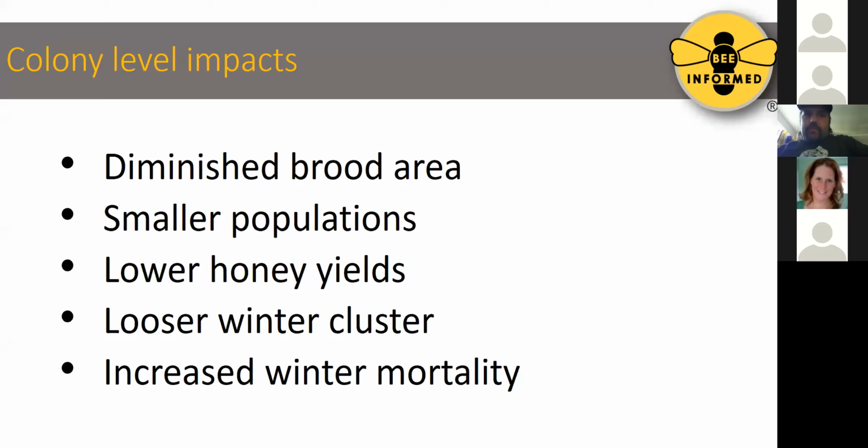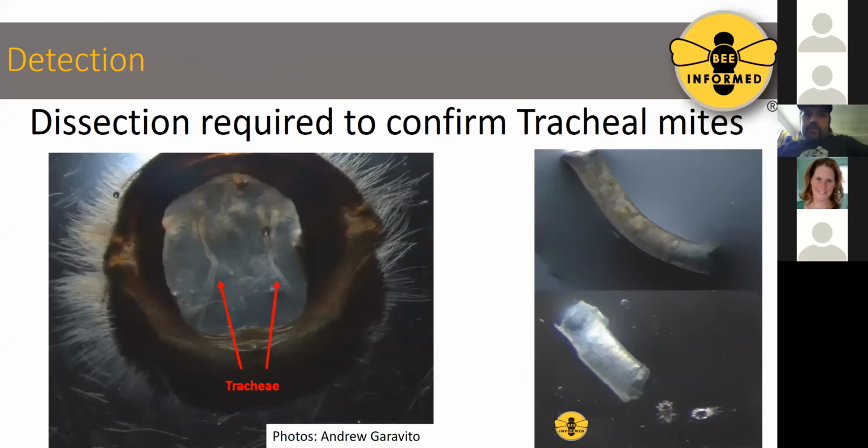So again, a lot of stressors in colonies will lead to diminished brood area and colonies not growing. So again, no real reliable visual diagnostics, but these are some of the things you may be looking for that may put tracheal mites in your mind. What is required for detection or for diagnosis is dissection.